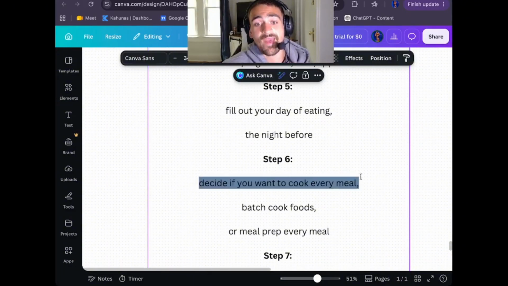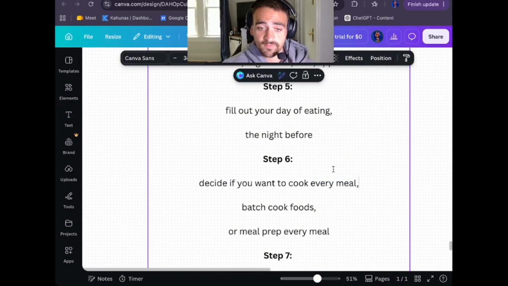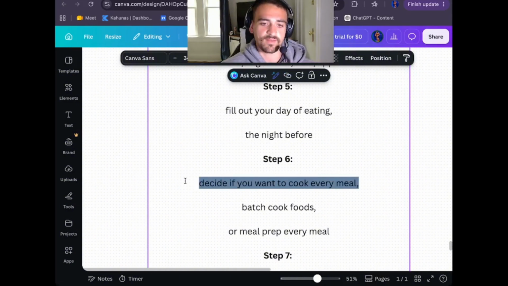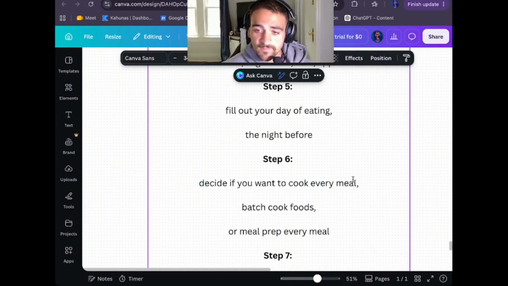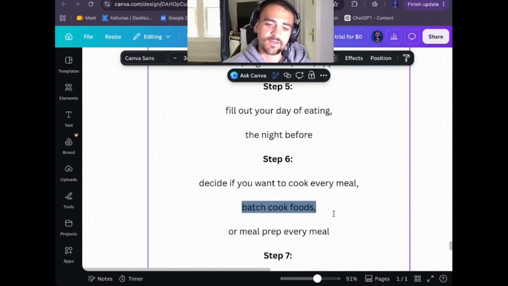So if you want to cook every meal, that means you'll have to cook your own breakfast every day. You'll have to cook lunch every day. You'll have to cook dinner every day. You'll be spending all day cooking and cleaning, and that's just not ideal. So I would never ever recommend this option unless you're like a chef and you really, really enjoy cooking. That's fine.